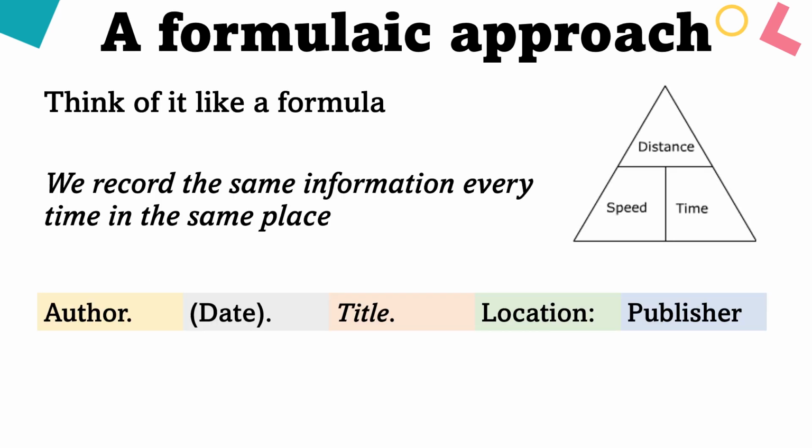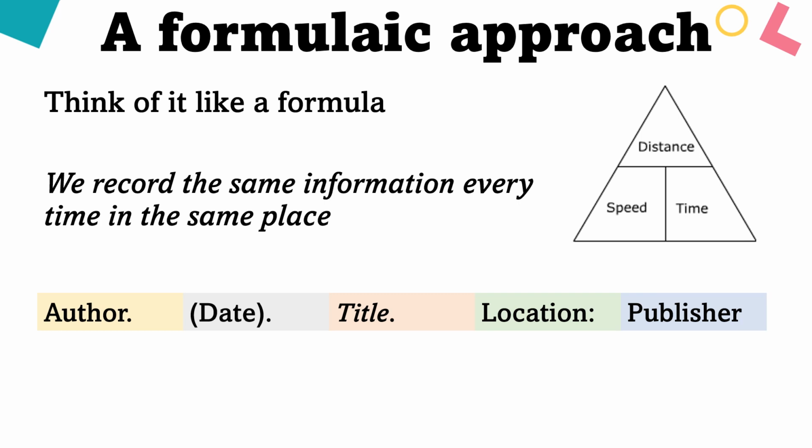I know referencing can seem rather complex and mysterious, but I want you to think of it like a formula. We are essentially recording the same information every time in the same place. The order of recording is based on the style of referencing we are using. All start with the author first, but can differ if the next piece of information is the title or the date. The order which this information appears is based on that style.